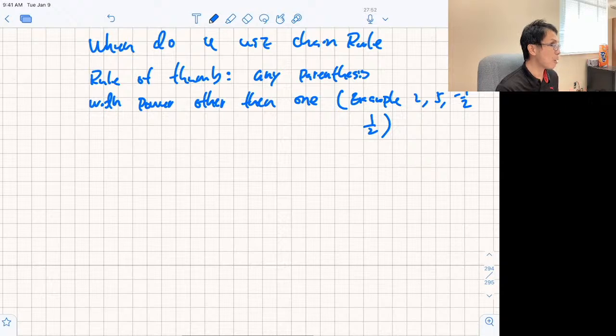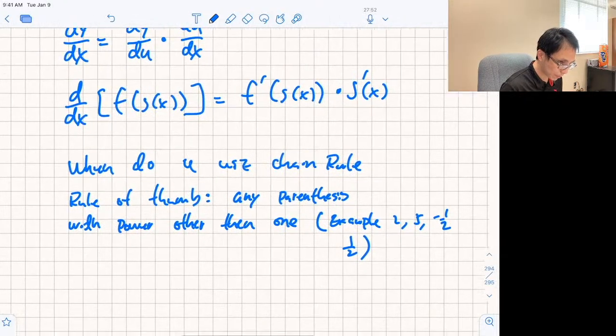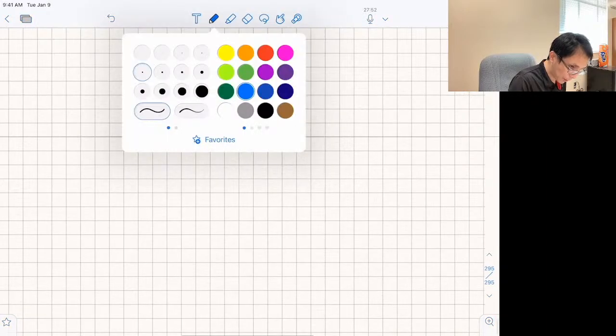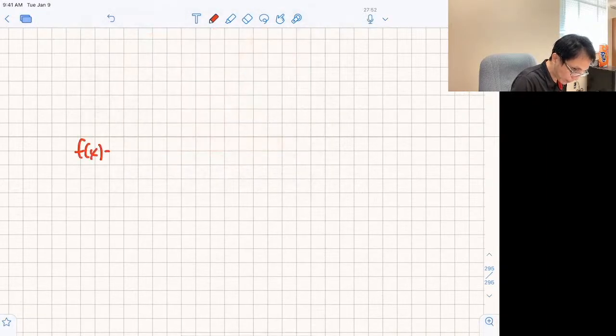Now, the chain rule is so powerful that most of the AP exam questions about derivatives are always done with the chain rule, because people forget something. People take a derivative of the inside and forget certain things. So please pay attention and make sure you understand. So when do you use the chain rule? The rule of thumb says any parenthesis with a power other than 1. Examples: 2, 5, negative 1/2, 1/3. So what I mean by that is I can take a derivative of this function now. f of x is equal to (3 minus 2x) squared to the 23.